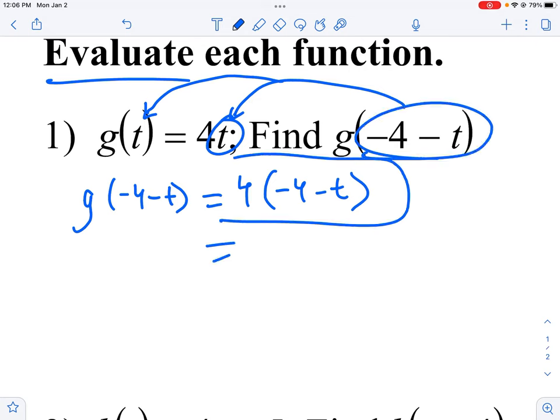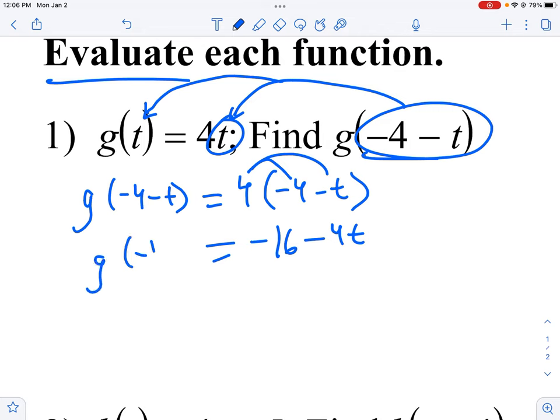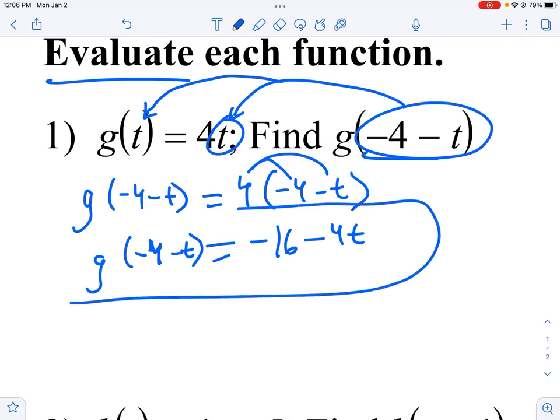The problem is I can't put this whole thing in the calculator, and that's what makes it level 3: you've got to have a bit more algebraic skill here. But luckily, to get rid of parentheses, you just distribute and simplify. We're going to get negative 16, and then minus 4t. 4 times t is 4t. And at this point, you're done. There's nothing else to do on this problem. You just insert the variable, insert the expression, simplify as much as you can, and go from there.